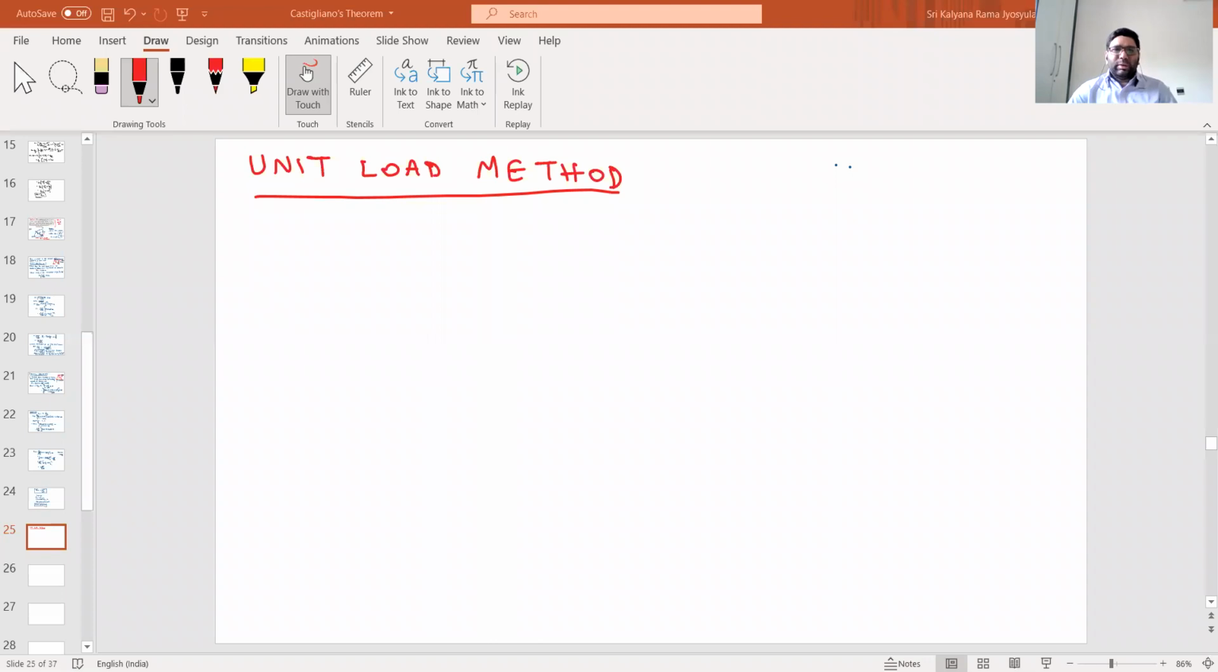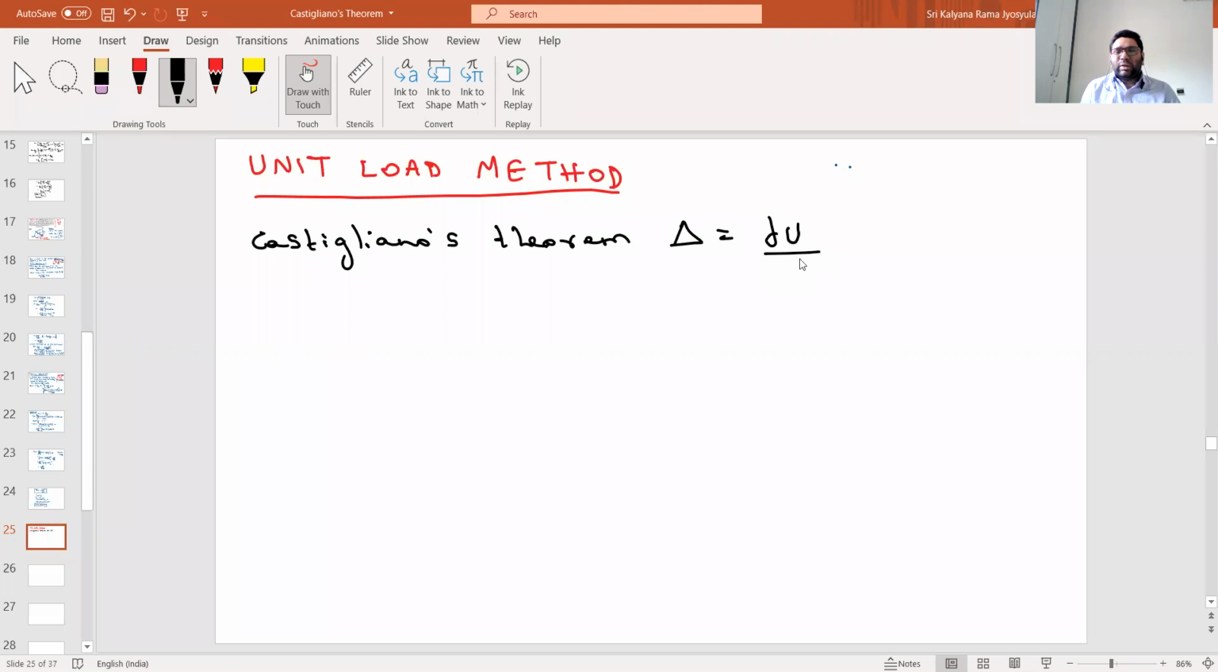So, in simple terms, if you take Castigliano's theorem, it is given as deflection is equal to the partial differentiation of strain energy with respect to the applied load, isn't it? What is U? U is equal to the integral of M squared by 2EI into dx, where dx applies if it is a beam or bar of length L, or d theta if it is a circle, a quadrant or a semicircle.